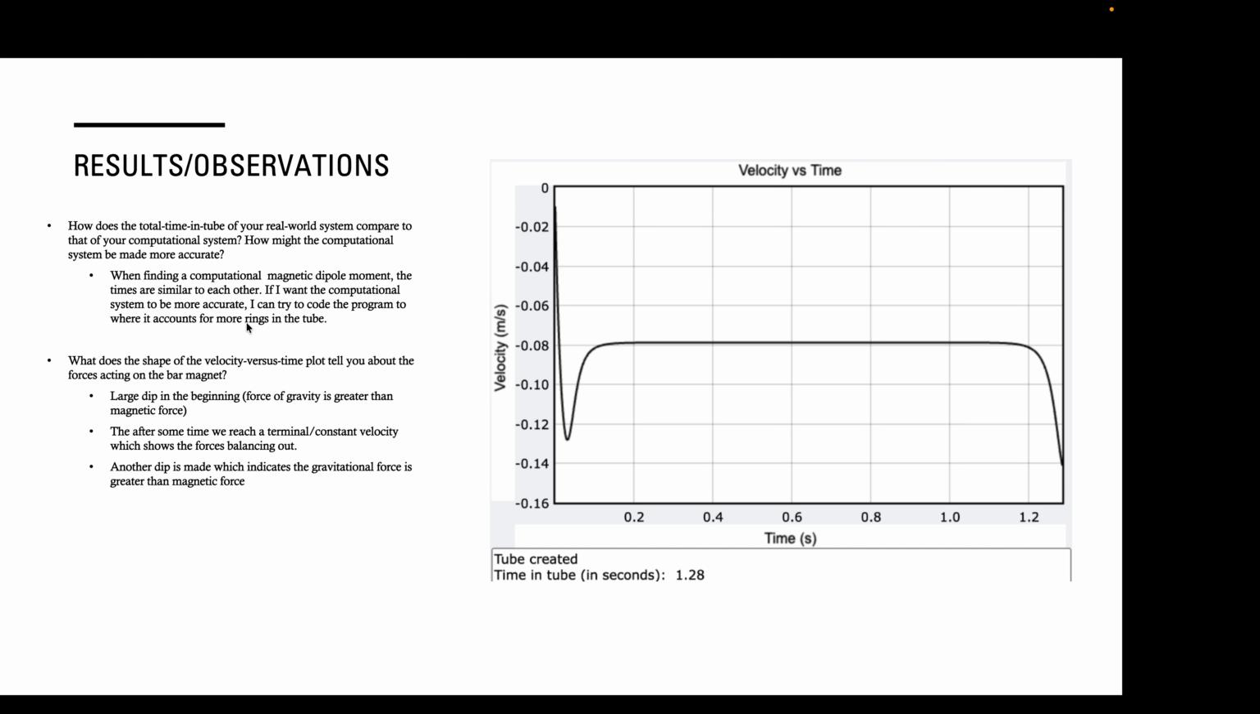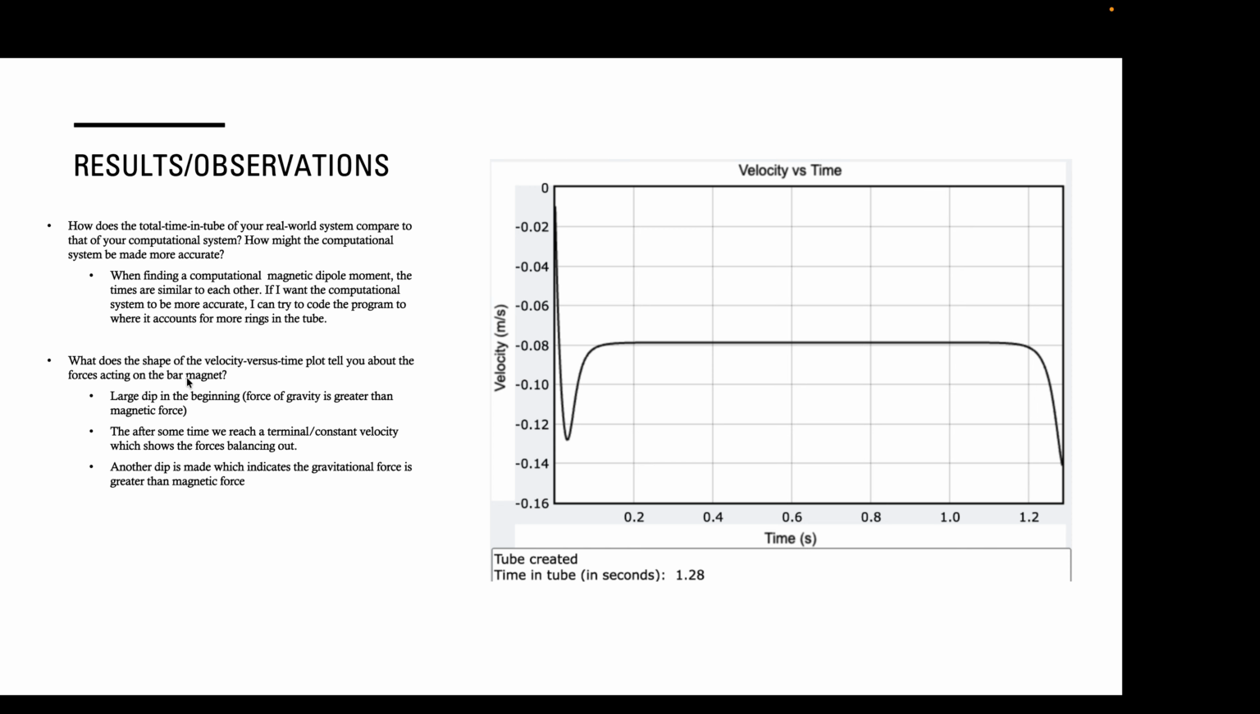And when finding the computational magnetic dipole moment, the times are similar. The time for the computational magnetic dipole moment and the time for the experimental are very similar to each other. Here we got 12.8 seconds, and from our experiment, it was roughly around 12.7. If I want to make this more accurate, I can make the code account for more rings in the tube when calculating the force and flux and so on.